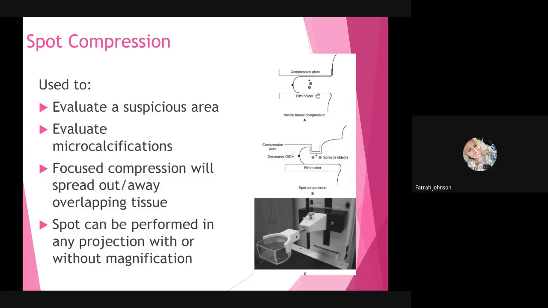Okay, so for example, on your standard CC projection, you have these three lesions that are kind of superimposing one another. When you do a spot compression image, you are going to compress just that area of the breast, which helps to decrease OID, and it spreads out those lesions so that you can see each of them in better detail.